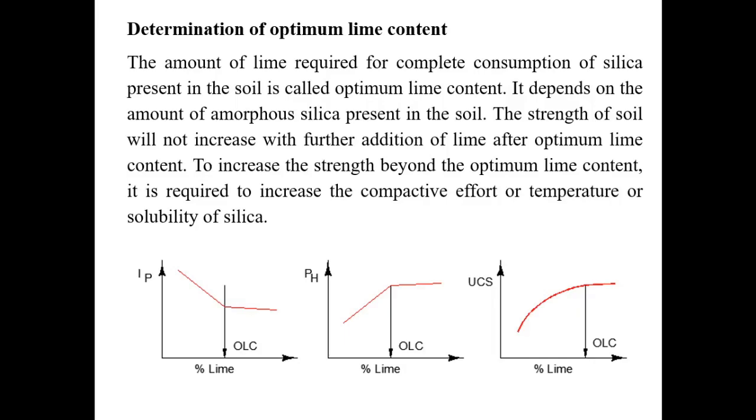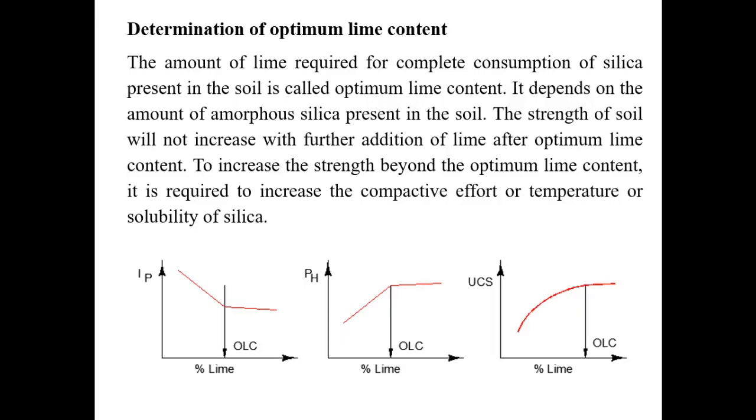Now let us see how to find the optimum lime content. Silica consumption in the soil for pozzolanic reactions depends on the amount of amorphous or free silica present in the soil. If the soil has a crystallized form of silica, then it won't participate in pozzolanic reactions. The lime addition after complete consumption of silica will not increase the strength of soil.